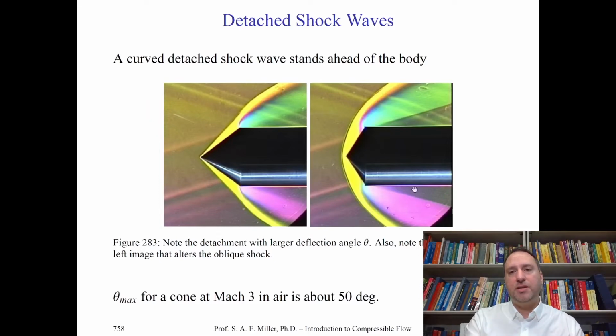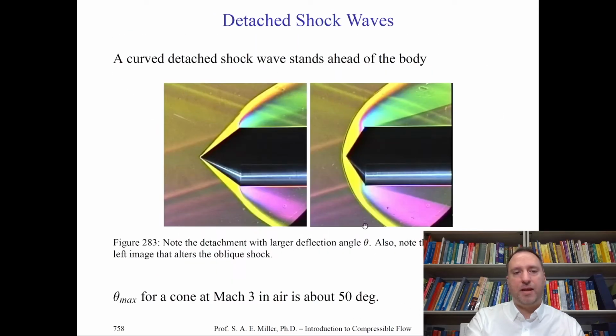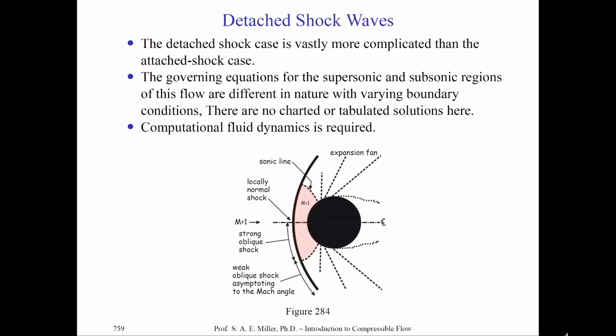And once again, we see many of the types of flow physics that we observed in the last two figures, 288, 282, and of course now 383. How do we analyze these types of problems? Well, the detached shock case is way more complicated than the attached shock cases. And of course, it's governed by the same set of equations, but with different boundary conditions.